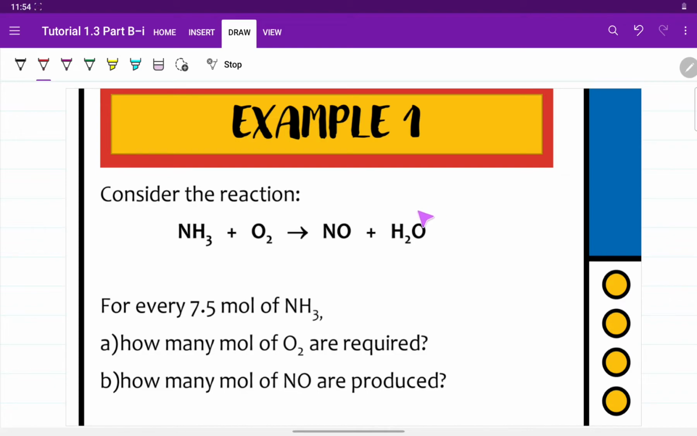Okay, now let's proceed to a few examples of calculation. So, this is example 1. So, consider the reaction NH3 plus O2 to produce NO plus H2O. So, for every 7.5 mole of NH3, how many moles of O2 are required and how many moles of NO are produced? Okay, like I mentioned before, the first thing that you need to make sure is check, is it balanced or not? So, kalau equation tak balance, awak balancekan dekat sini.